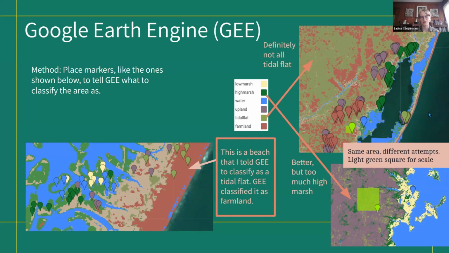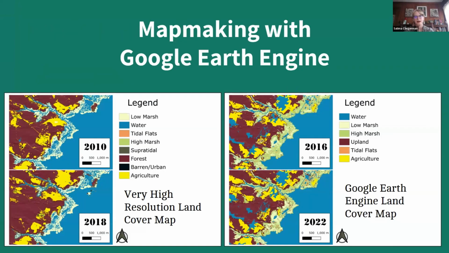So I just kind of preferred creating maps in QGIS. And I did use Google Earth Engine maps to make maps in QGIS. So this is a comparison of the very high resolution land cover map, the type of thing that I usually did, compared to Google Earth Engine. And you can see the difference in how it mapped things.